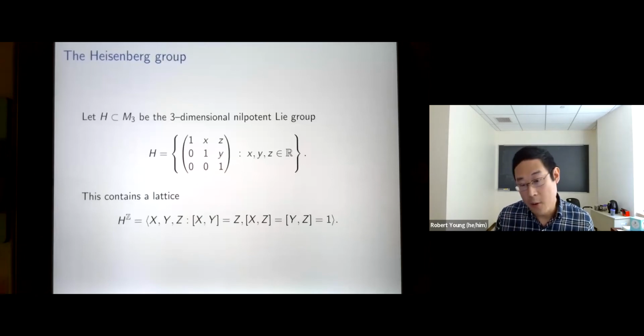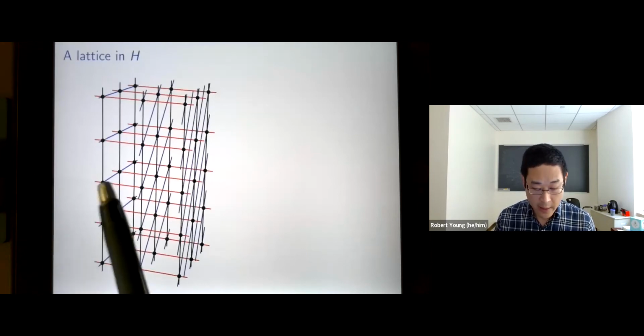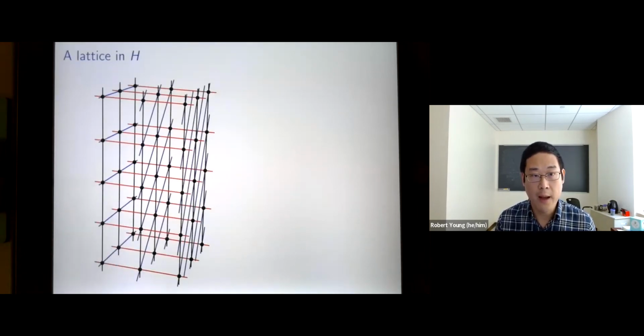What does the geometry look like? Well, one way to look at the geometry is to look at the Cayley graph of this lattice. So this is the Cayley graph of the integer lattice. This has one vertex for every lattice point in the Heisenberg group, and it has one edge whenever you can go from one element to another element by multiplying by a generator.